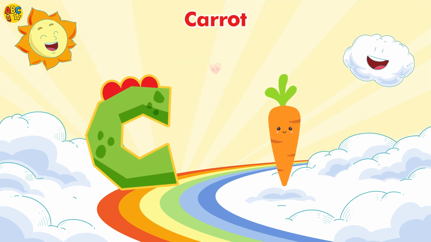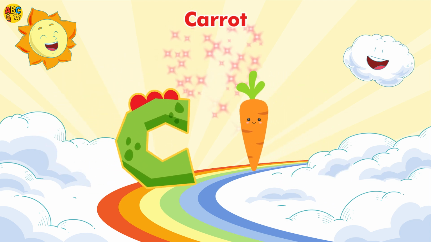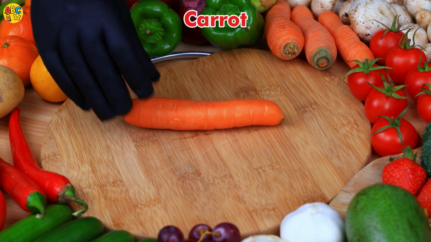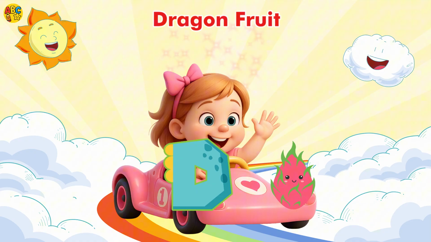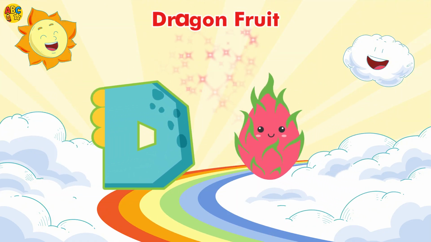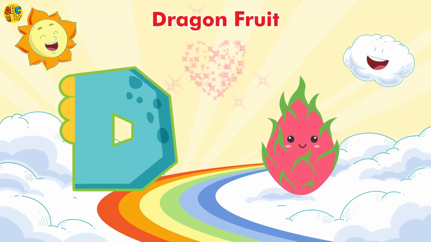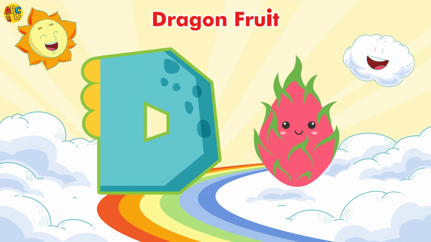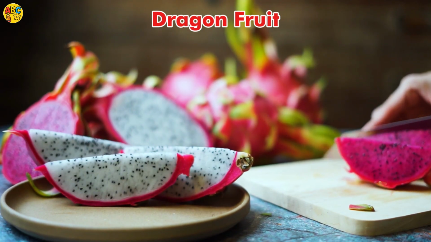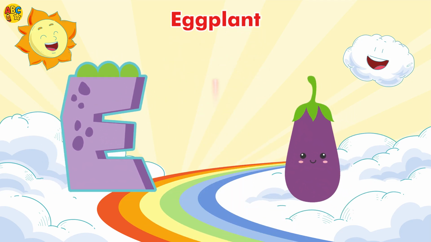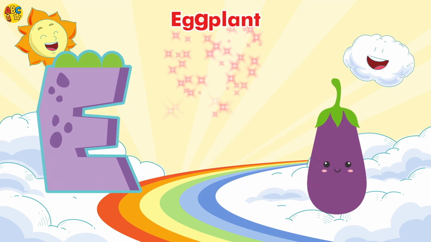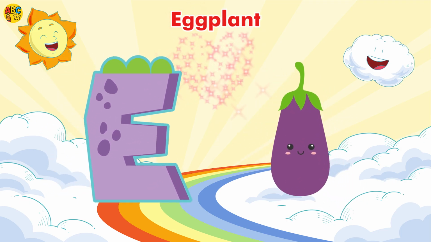Munch, munch, munch. C is for carrot, munch, munch, munch. Carrot. D is for dragon fruit, dragon fruit, spiky and pink. D is for dragon fruit, spiky and pink. Dragon fruit. E is for eggplant, eggplant, purple and proud. E is for eggplant, purple and proud.